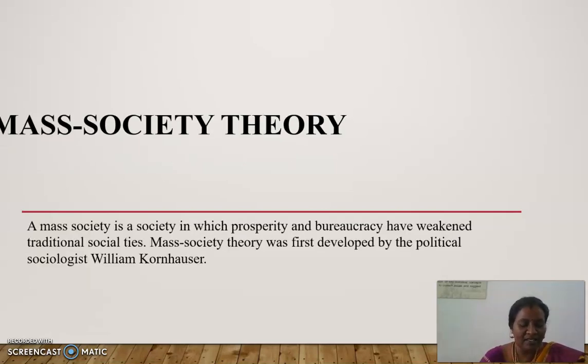Next one, mass society theory. Mass society theory is a society in which prosperity and bureaucracy have weakened traditional social ties. Mass society theory was first developed by the political sociologist William Kornhauser. In his theory, he suggests that people who feel isolated and insignificant within a society are attracted to social movements. Social movements, according to this theory, are influenced by the media, and they provide a sense of empowerment and belonging that the movement members would otherwise not have.